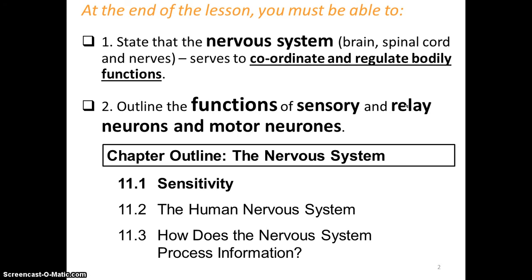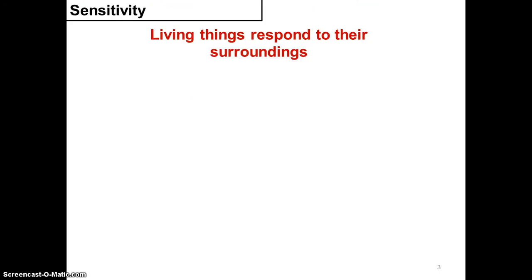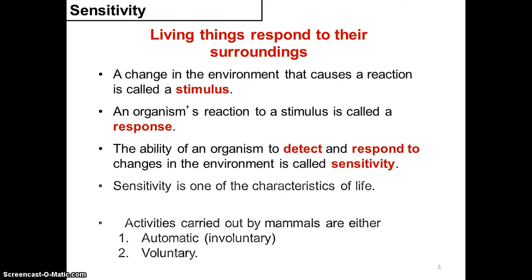For Part 1, the chapter outline will be on sensitivity and to introduce the human nervous system and the three types of neurons. Sensitivity. What is the meaning of sensitivity? In the environment, if there's a change that causes a reaction, we call it a stimulus. The organism's reaction to a stimulus is called a response. The organism's ability to detect and respond to changes is hence called sensitivity.